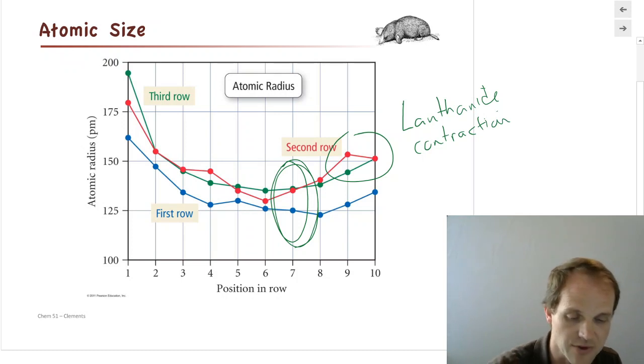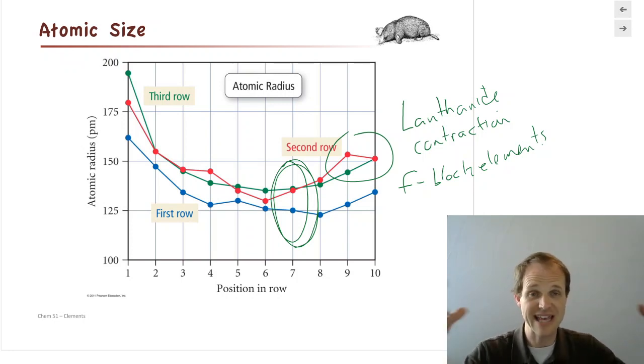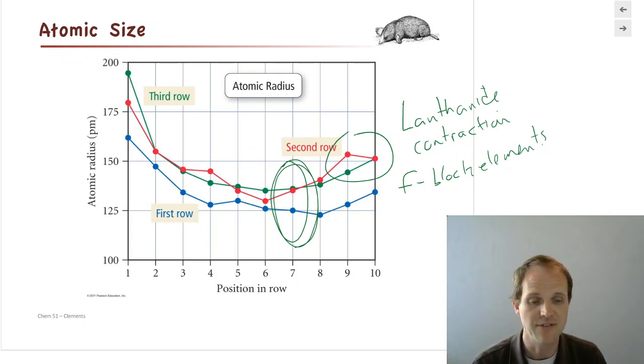And it just comes from those F block elements. Because we have to go through the F block going from the second row to the third row, we're adding all those extra protons, sucking in those electrons. And so there's this cancellation. There's the bigger from the bigger N, which is there every time, but there's the smaller from those 14 extra protons, and they essentially cancel out.